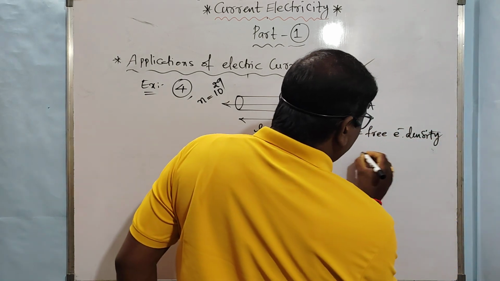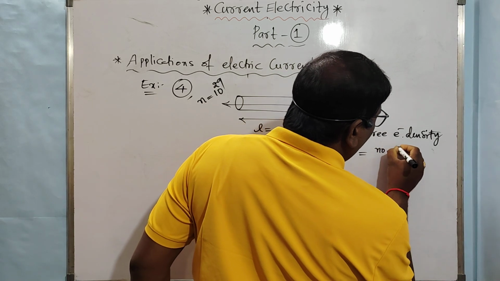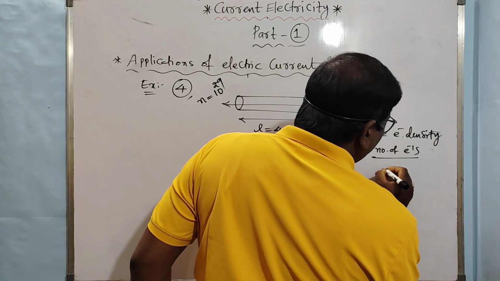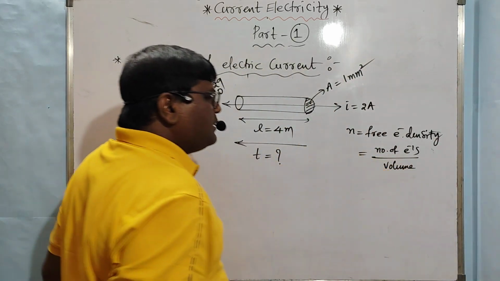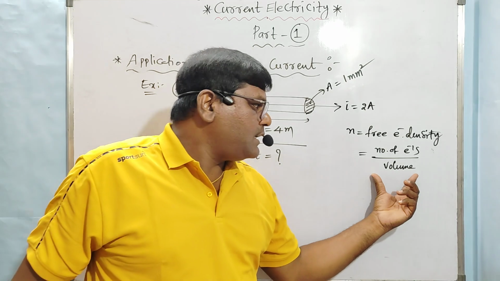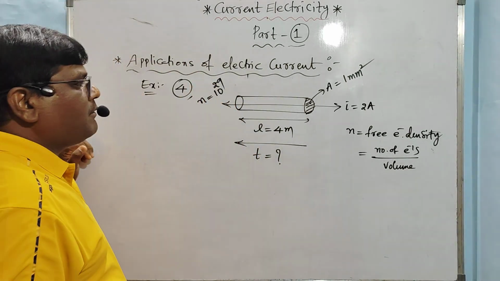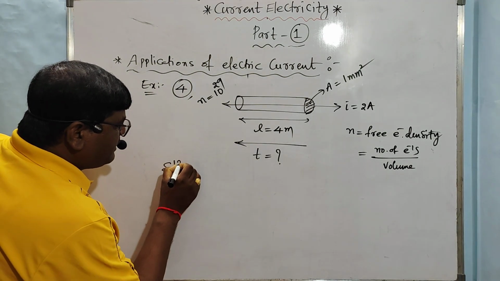Free electron density is nothing but the number of electrons per unit volume. We will discuss this in the next part, but N is given as 10 to the power of 29. So the time we have to calculate. How can we calculate the time here?